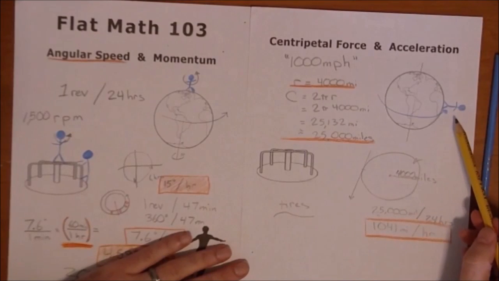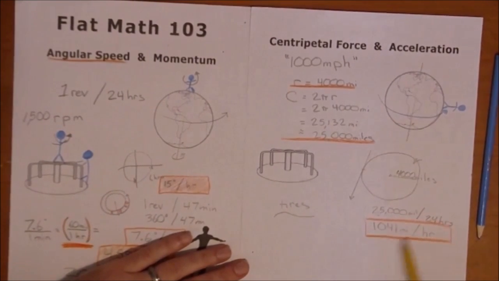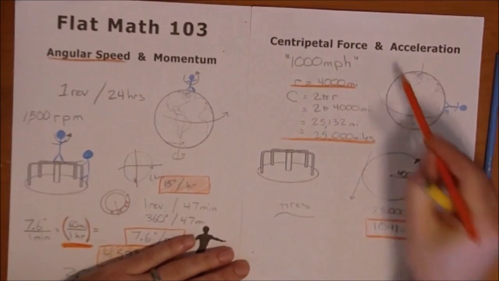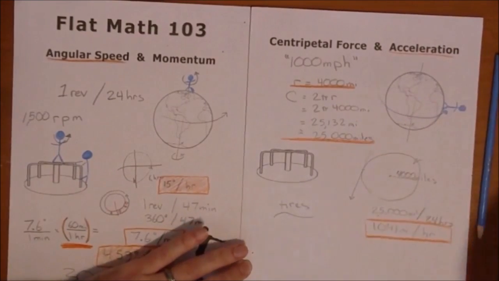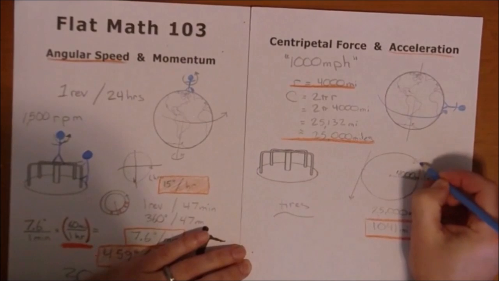The blue man here is going around the equatorial linear speed of about 1,000 miles an hour. But the question is, can he feel it? And again, we do not feel speed, we feel acceleration. So we need to talk about the acceleration of our blue man.